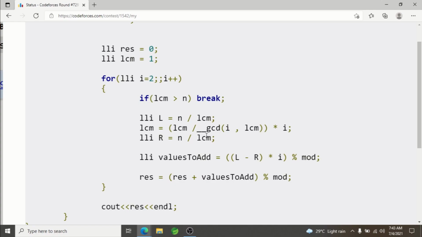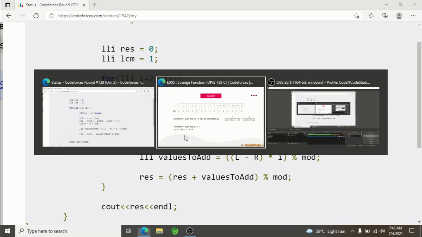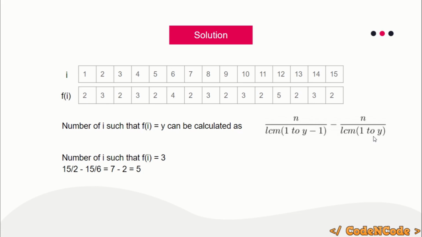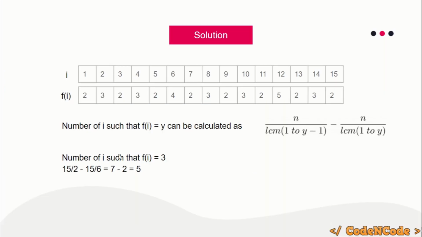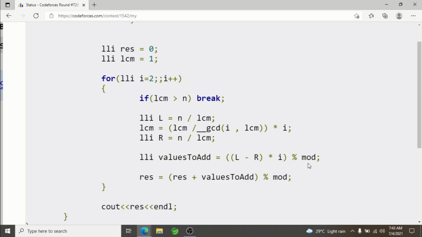Then updating the LCM, basically LCM till i, and that will be LCM divided by GCD of i and LCM, times i, right? Basically now LCM will be till i, and R will be n divided by LCM till y, basically i in this case. So R is equal to n by LCM, right? We have L, we have R, so L minus R times i, right? This will be the contribution. So L minus R, which will be 5, times i, this will be our contribution.